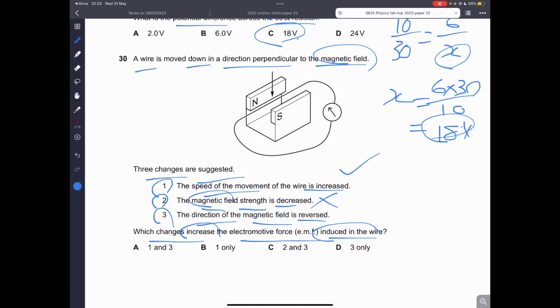Statement 3. The direction of the magnetic field is reversed. Well, this will do nothing for the electromotive force that is being induced in the wire, and therefore only one is correct. So B is the correct answer.